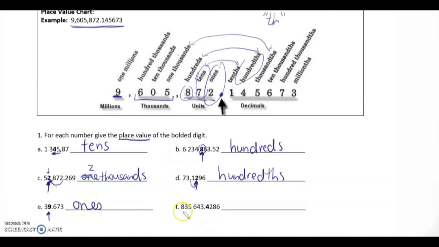And then F, we have 835,643.4286. So the number on the right-hand side of the decimal is going to be the tenths column.